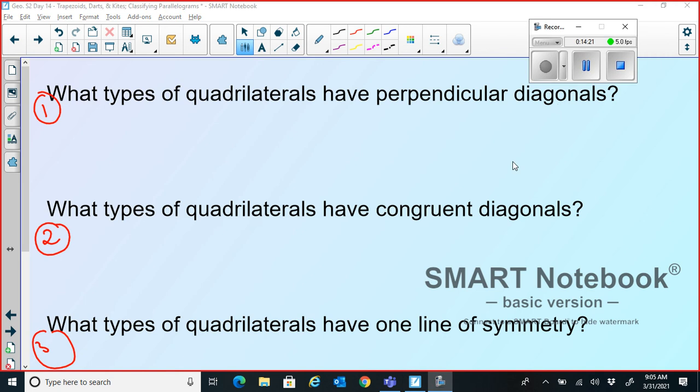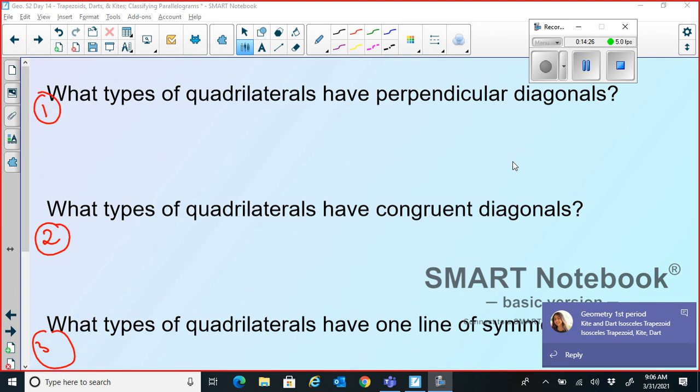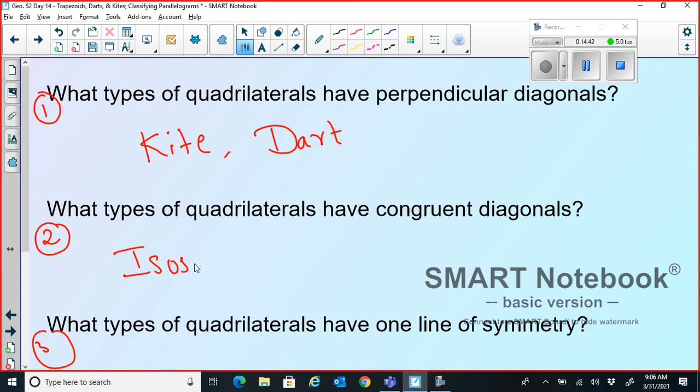Let's go over the solution. What type of quadrilaterals have perpendicular diagonals? We saw that in case of kite, yes, they will be, and even in case of dart, when we extend, it will be. Okay, so kite and dart are correct here. Then what type of quadrilaterals have congruent diagonals? Not all the trapezoid, it should be only isosceles trapezoid, otherwise they will not be. Only isosceles trapezoid, where the legs of the trapezoids are congruent, that's where you'll have congruent diagonals.